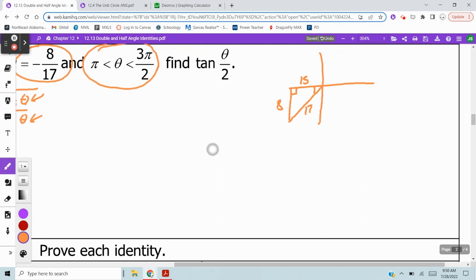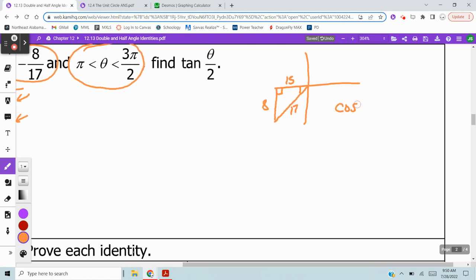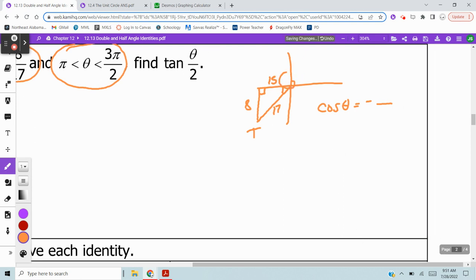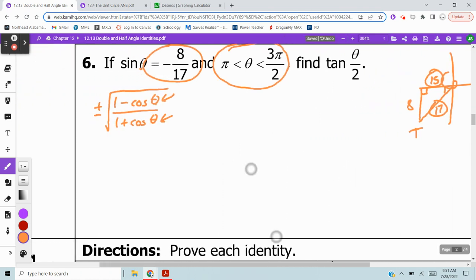So again, we're looking for a cosine value. The cosine of theta, since you're in the third quadrant, all students take calculus. Tangent is positive, so cosine would be negative there. Cosine would be adjacent over hypotenuse, which is 15 over 17. And let's plug those values in.